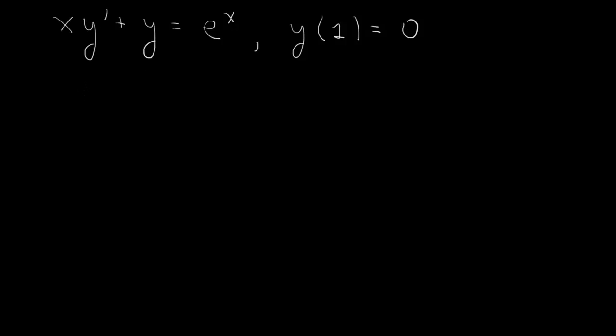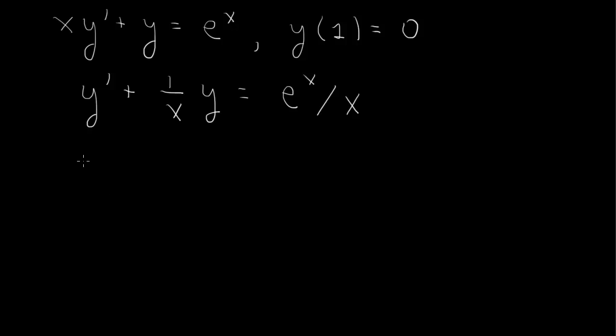So let's say instead of having the equation in this form, we have it in the standard form for a first order linear equation. We divide through by x. So y prime plus 1 over x times y equals e to the x over x. Okay? In the standard form, we can remember the formula for integrating a first order linear differential equation.